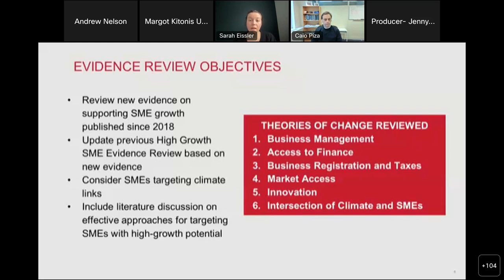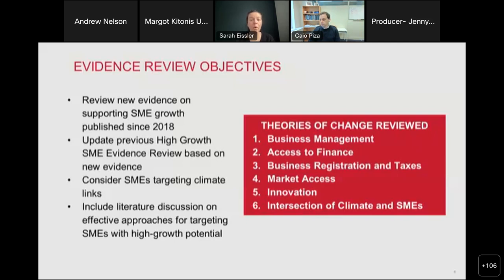So while there was limited new evidence published since 2018 to review, we did identify new findings and evidence that strengthened the existing theories of change and expanded upon the previous review. So the theories of change that we had reviewed included those relevant to business management practices, access to finance, business registration and taxes, market access, innovation. And then in this recent update, we also searched for evidence on the intersection of climate and SMEs. And we also added a discussion on effective approaches for targeting SMEs with high growth potential.